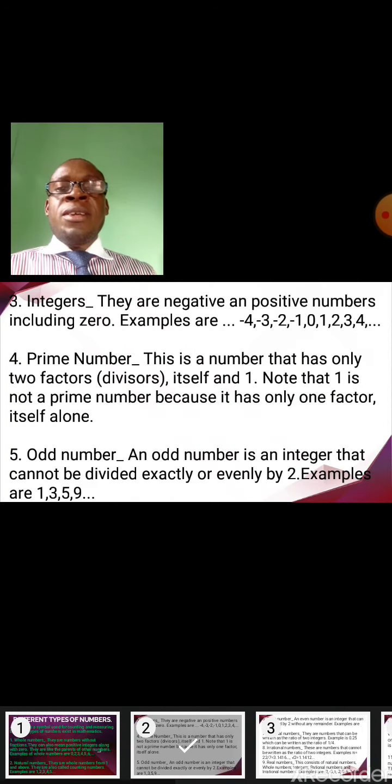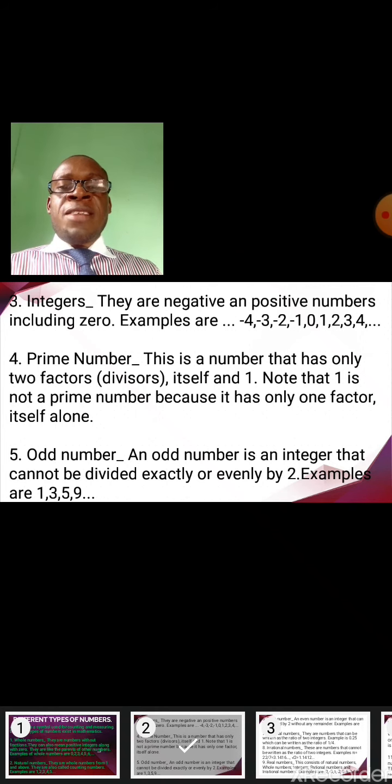The next there is integers. That's number 3. Integers. They are negative and positive numbers, including 0. That is negative and positive whole numbers, including 0. Examples are negative infinity to -4, -3, -2, -1, 0, 1, 2, 3, 4 to positive infinity.